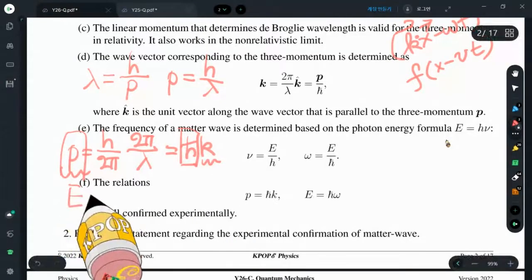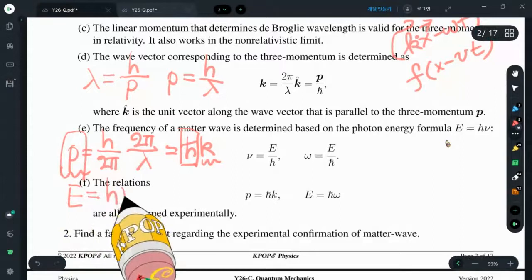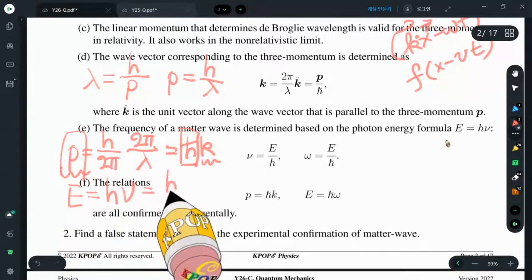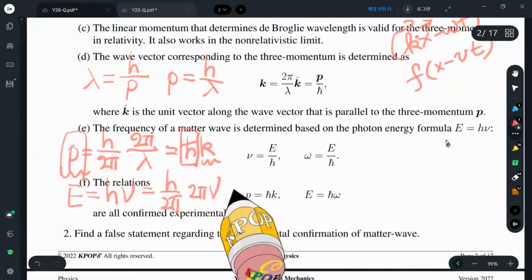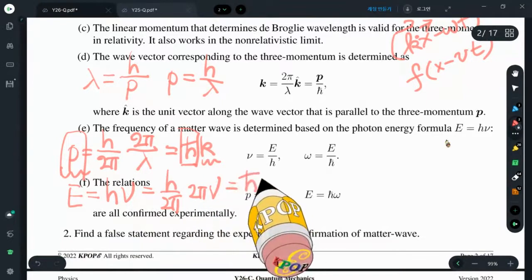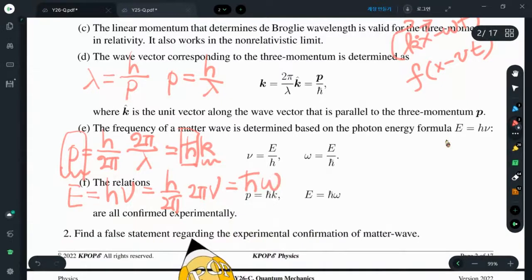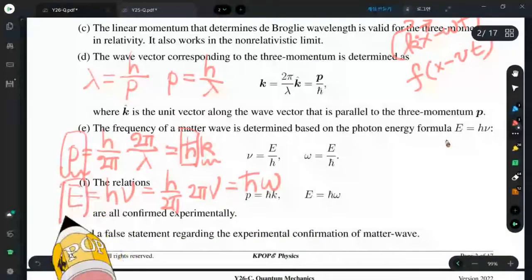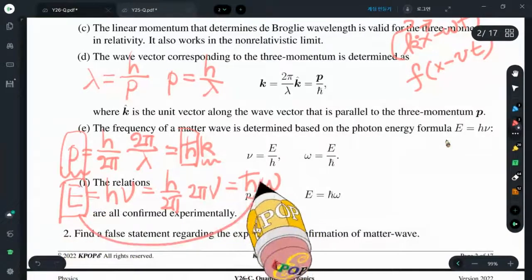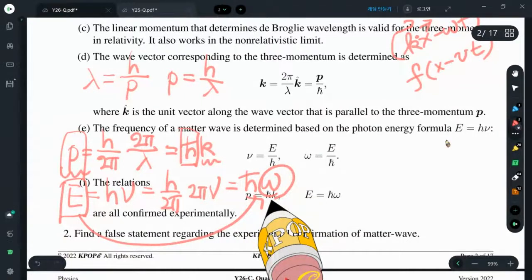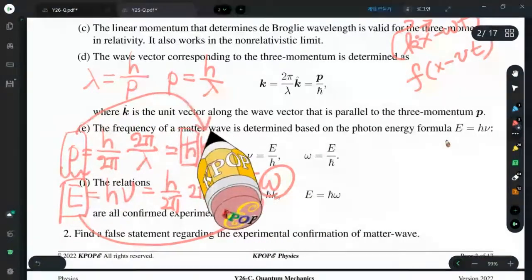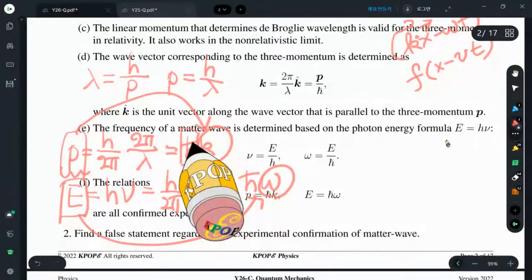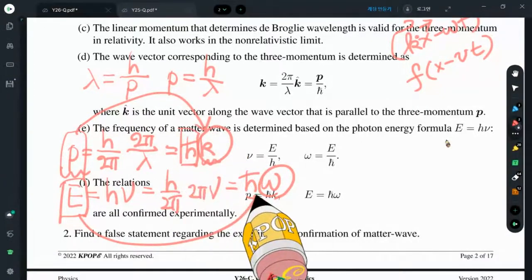We have the energy of a photon, h nu, which is h over 2 pi times 2 pi nu. And what is that? Omega, h bar omega. Aha. Energy is related to angular frequency. Momentum is related to wave number. There is a common factor h bar.